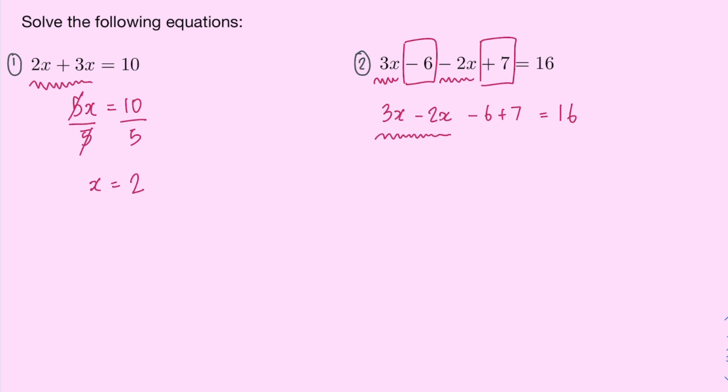3x minus 2x is 1x. So I'm going to write just x. And negative 6 plus 7 is plus 1, and that equals to 16. To isolate the x, I need to get rid of the positive 1, the plus 1, and so the inverse of plus 1 is minus 1. So plus 1 minus 1 becomes 0, so we cancel it out, leaving us with just x on the left-hand side and the 15 on the right. So x is equal to 15.